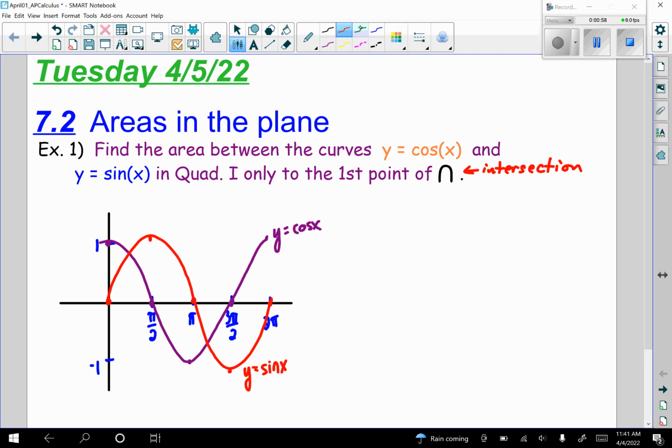And we're going to go ahead and shade in the area we're talking about. So right here, this would be the first point of intersection. So it's bounded by the y-axis here and then the x-axis if necessary, but the area we're looking at bounded by these two curves in the first quadrant would be this area right here.